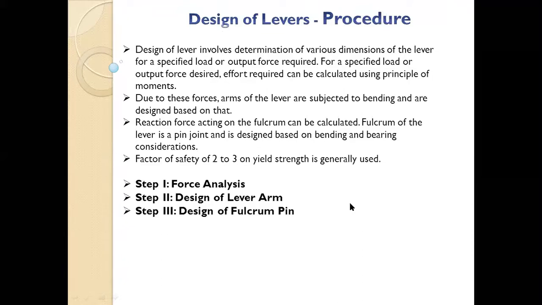Three steps: doing the force analysis, finding out F, P and R; then doing the design of the cross section of the lever arm; and then doing the design of the fulcrum pin, finding out the diameter and length of the fulcrum pin and the boss. Okay, so this is the procedure for the design of the lever.